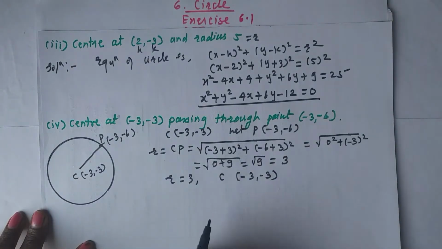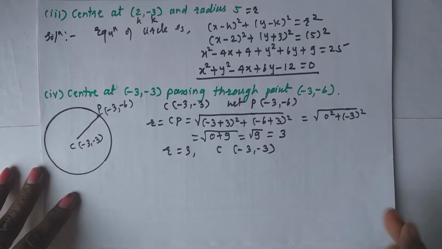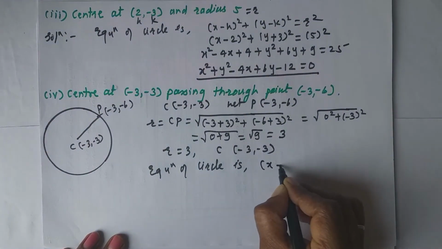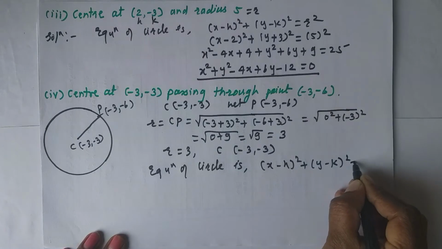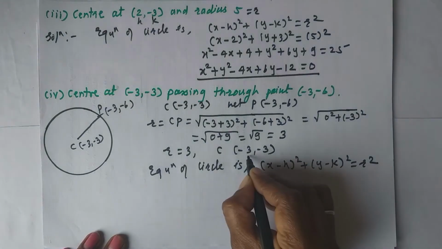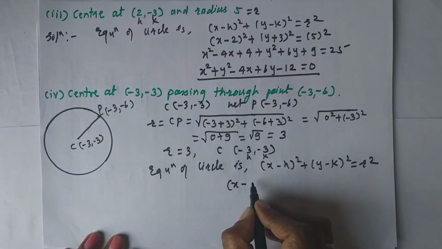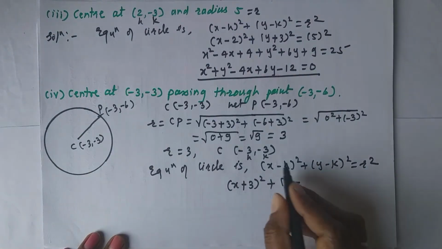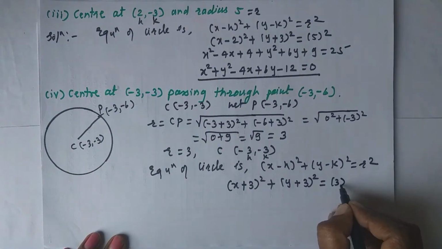Using center radius form, we will find the equation of circle. Okay. Therefore, here write down the equation of circle in center radius form: x minus h square plus y minus k square is equal to r square. This is your h and k. Therefore, this will be x minus of minus 3, means x plus 3 square. This is y minus of minus 3, means plus 3, its square, and this will be 3 square.